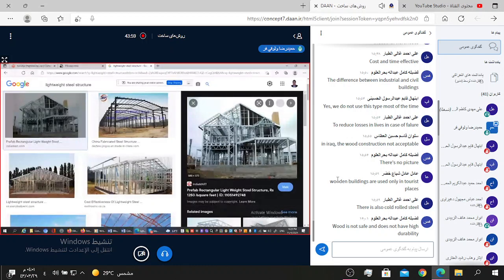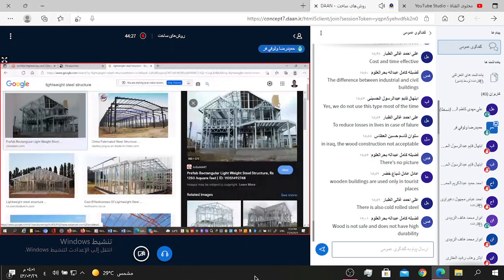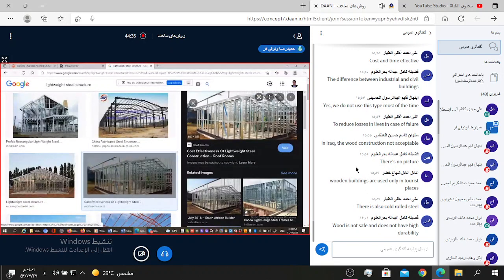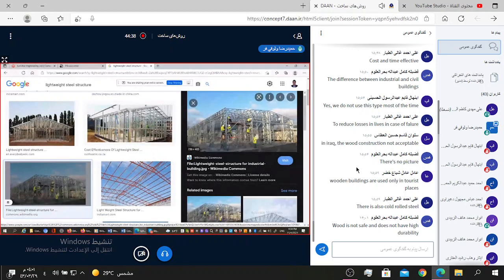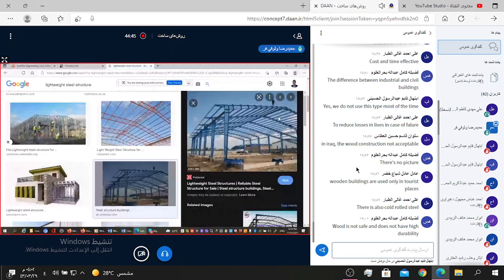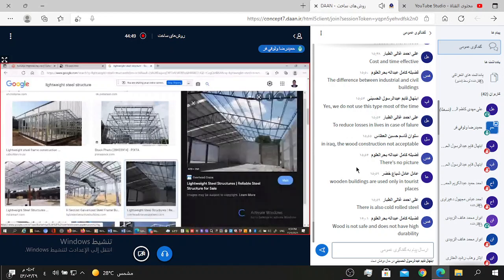I said, don't worry, my friend. I will discuss the elements called runner, joist, and all the members in this structure as soon as possible in our classes. The lightweight steel structure, you can see, we can use this system in residential buildings, commercial buildings, and other buildings, and in industrial buildings, and in multi-story buildings.